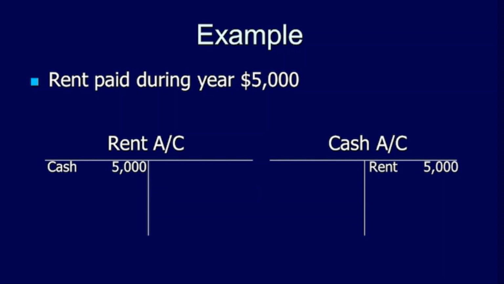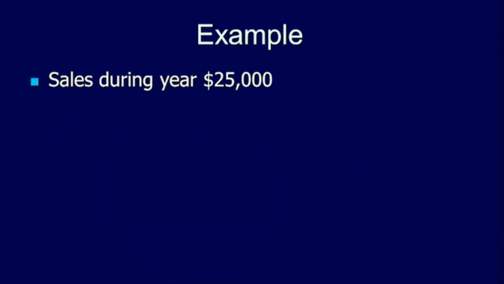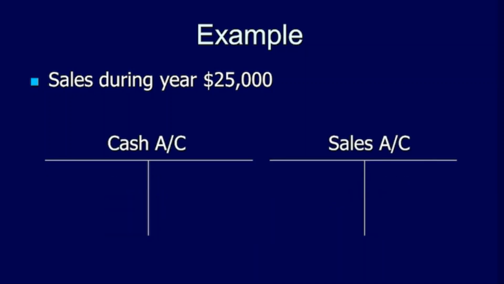Cash account credit, there is a cash outflow, so cash decreases. So we entered in the credit side of the cash account. And the last example, sales during year 25,000. The double entry for this transaction, cash account debit 25,000, sales account credit 25,000. Cash account debited because there is a cash inflow of 25,000, which increases cash account by 25,000, resulting in a debit entry in the cash account.